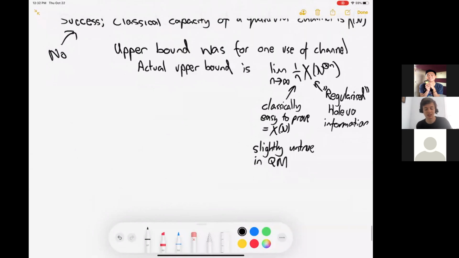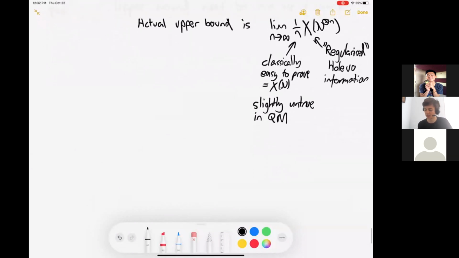So yeah, actually, this is the real upper bound, this limit as n goes to infinity. The good news is we can also show that the regularized Holevo information is achievable, that this better upper bound can still be achieved. It's still actually the right answer.